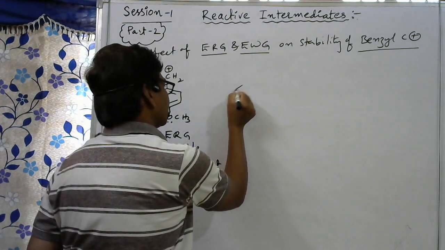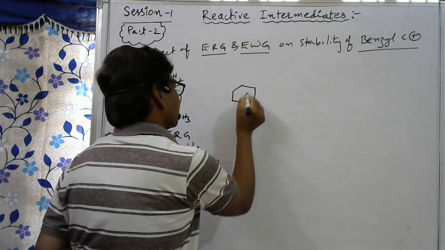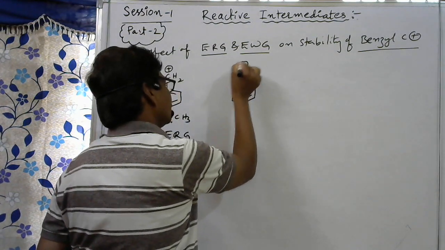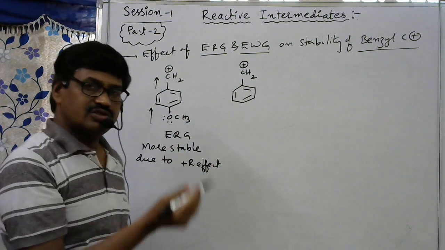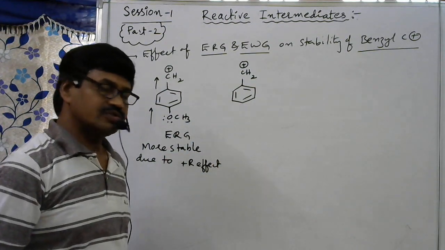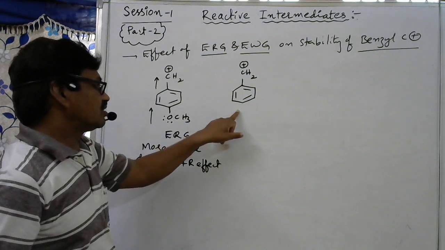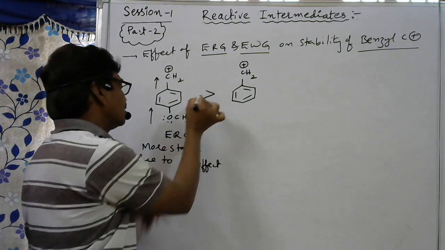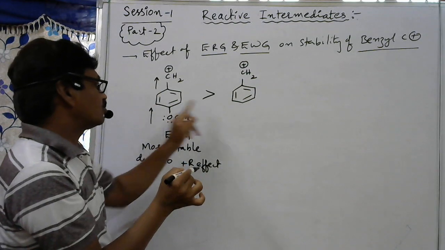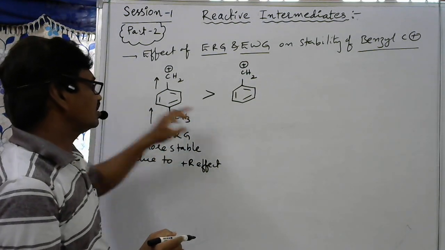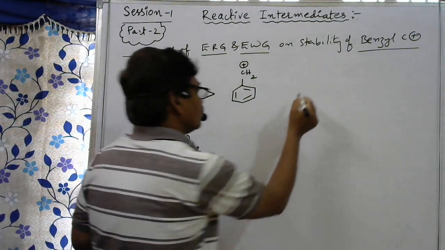Then here I am writing the normal benzyl carbocation. Here CH2 plus. There is no electron withdrawing group and no electron releasing group, so it has its own stability. But compared to this, its stability is less. So this is the order of stability for these two. This is directly benzyl. This is ortho-methoxy benzyl. This is benzyl.